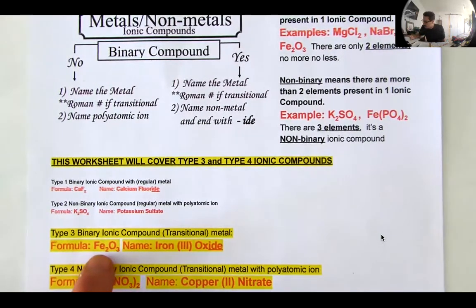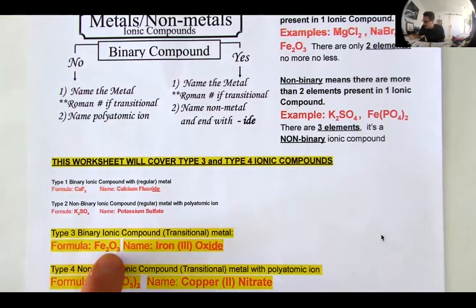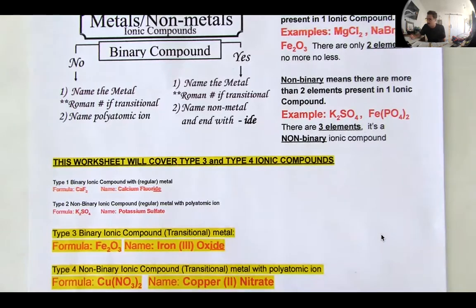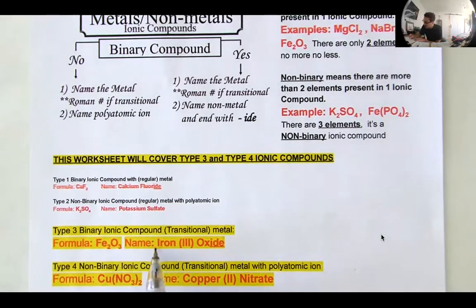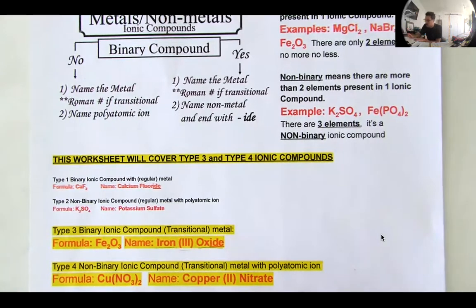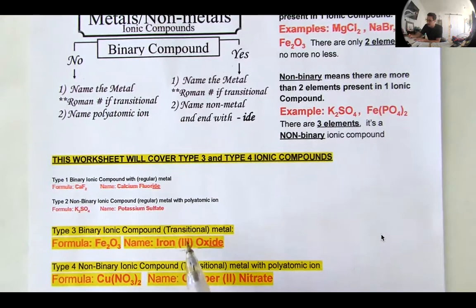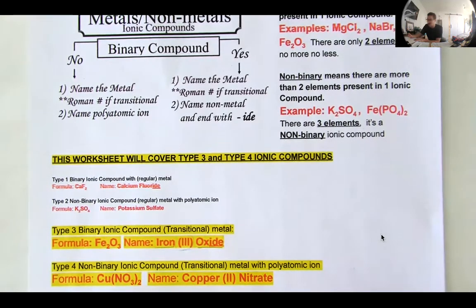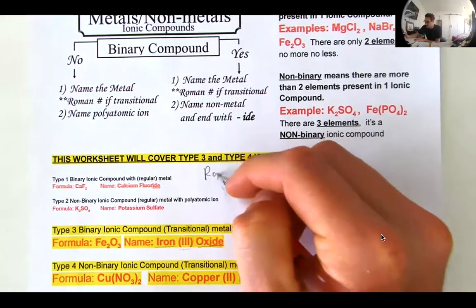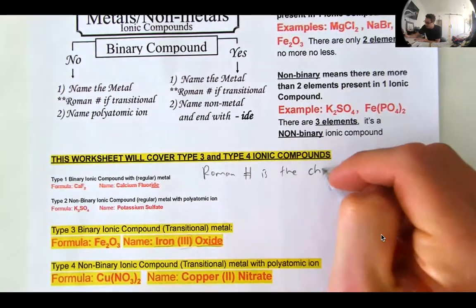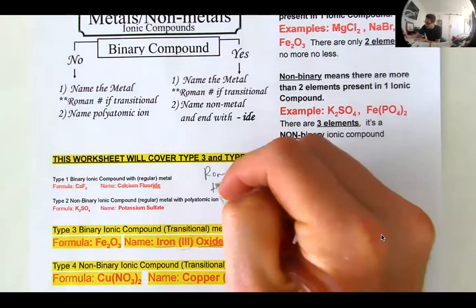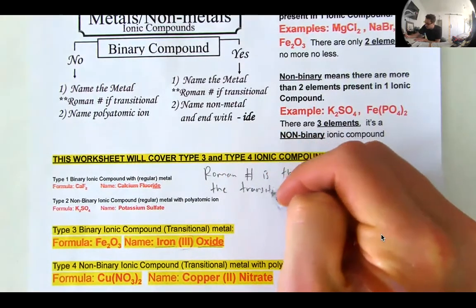Look at the formula, iron with oxygen. It turns into iron oxide, but you notice that there is a Roman number of 3 right there. I know that you know how to do this part, name the iron and name the oxide. It's the Roman numeral 3 that you don't know how to do yet. All the Roman numeral is, is the charge on the transitional metal.